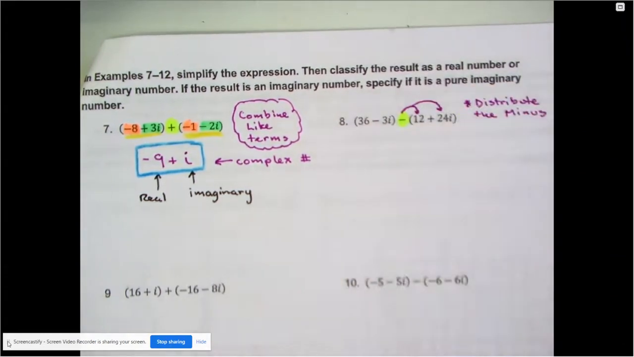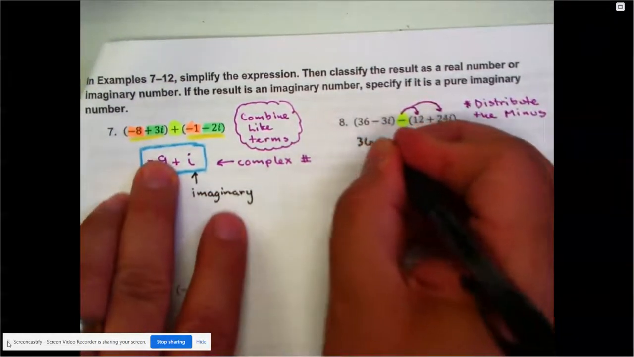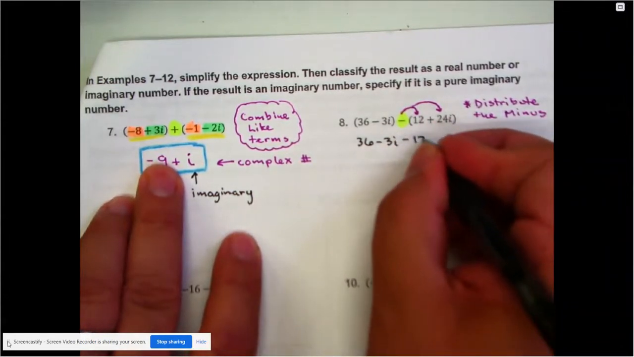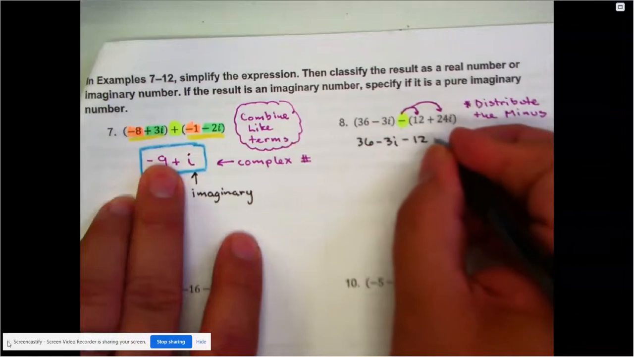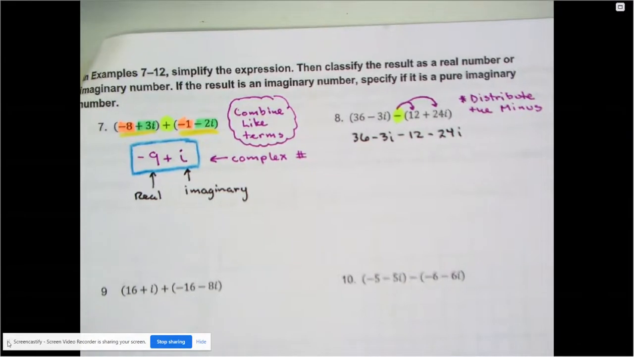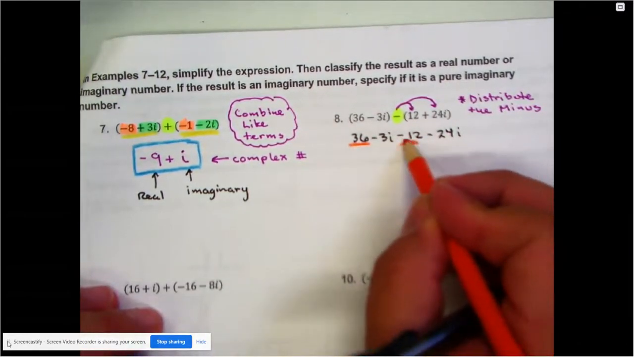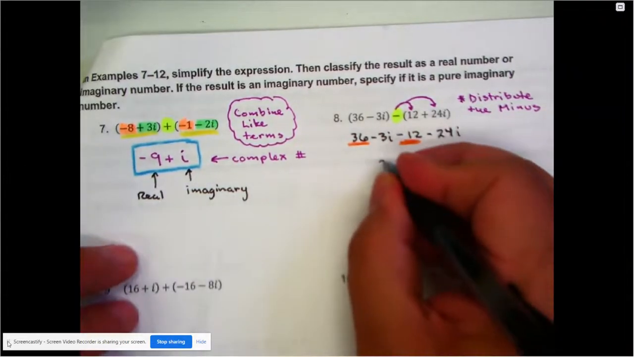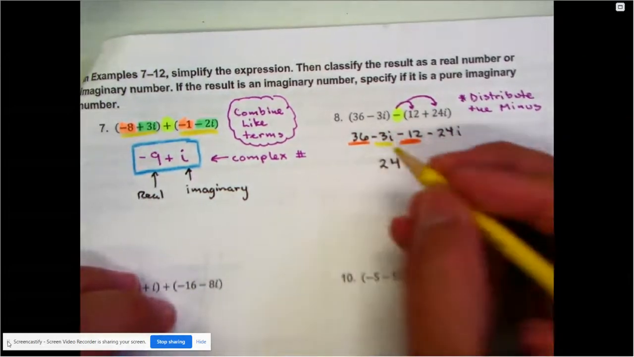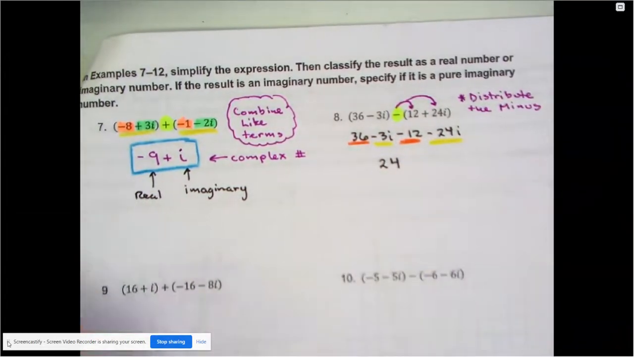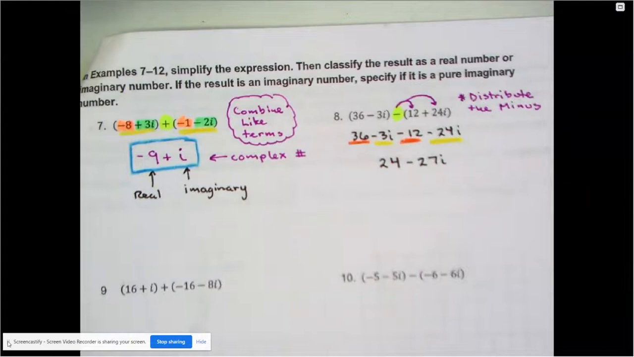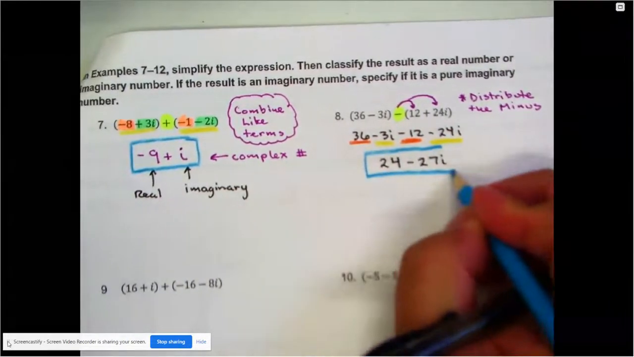Little distribution there. Now the 36 minus the 3i, you don't need to write it in parentheses anymore. But when you distribute that negative, now it's negative 12. Negative times a positive is a negative 24i. And you see, now we're ready. I'm going to look at it carefully, and I'm going to combine the 36 with the negative 12. So that's 24. And of course, I'm going to combine the negative 3i and the negative 24i. So when I combine those two, we end up with negative 27i. So once again, we're already done because I can't put these two together.